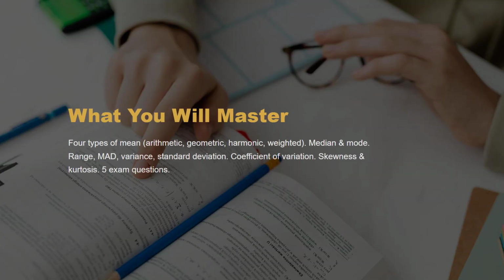Here is everything you will master in this lesson. The 4 types of mean and when to use each one: arithmetic, geometric, harmonic, and weighted; median and mode, and when they beat the mean; measures of dispersion, range, mean absolute deviation, variance, and standard deviation; coefficient of variation, the tool that lets you compare risk across completely different investments; skewness and kurtosis, the 2 properties that tell you whether the normal distribution is safe to use; and 5 exam questions with full solutions. This is the lesson where numbers start telling stories.